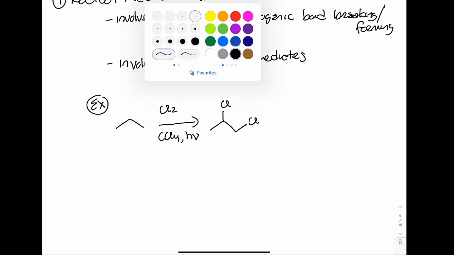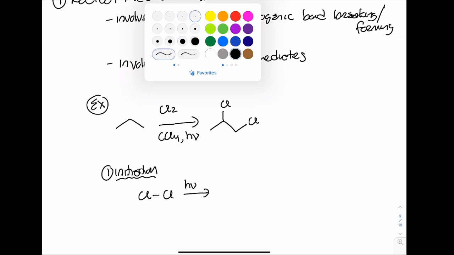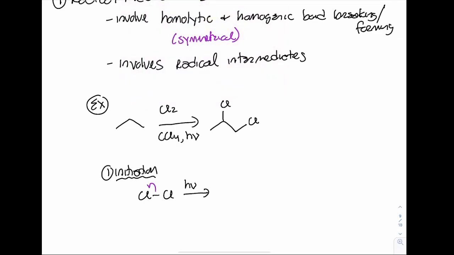So most radical mechanisms have 3 parts to them. The first part is going to be initiation. And in initiation, we need to make a radical. It's not going to react unless we have a radical to initiate it, and that's what our ultraviolet light, or our light energy, is going to be. So what I'm going to do is take my 2 chlorines, add our light energy to it, and do a homolytic bond breakage. So I'm going to put 1 electron on chlorine, 1 electron on the other chlorine. Again, both of those arrows could go up or they could go down, but I'm going to end up with 2 chlorine radicals. Now that I have a radical, it's just going to kind of go and do its thing.